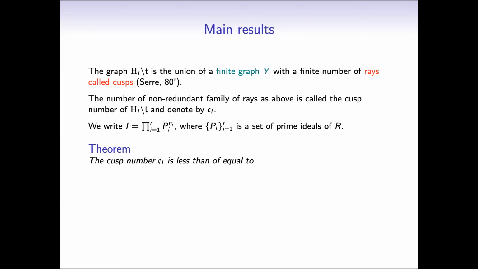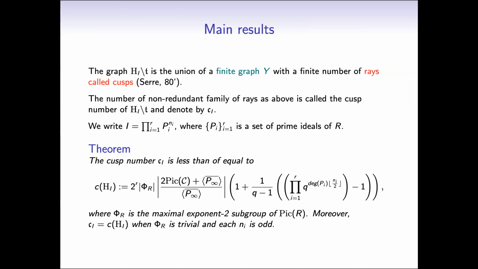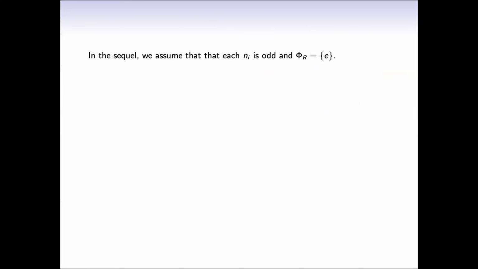It states that the cusp number is less than or equal to this constant, where phi is the maximal exponent of the torsion subgroup of the Picard group of R. Moreover, we have equality when the Picard group is trivial and each multiplicity is odd. Here is an image of a quotient graph with the cusps in red and the finite graph in blue.